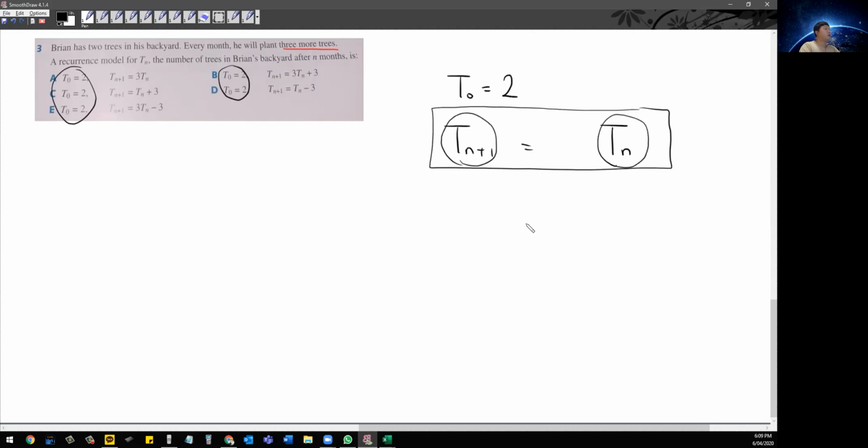So what would be T1? That's after 1 month. How many trees are there after 1 month? 5. How many trees will there be after 2 months? 8. So this will be like 2, 5, 8, etc. This will be like 11 and then 14, etc. Is this arithmetic or geometric? Arithmetic. Arithmetic, that's right.